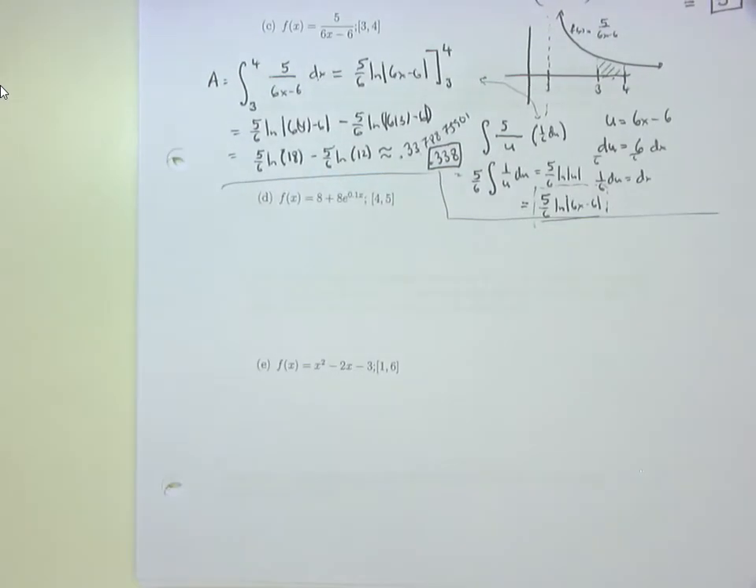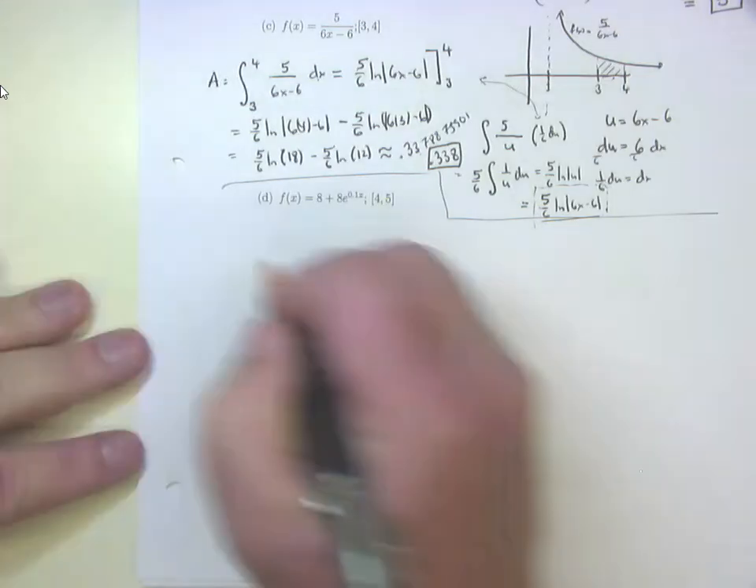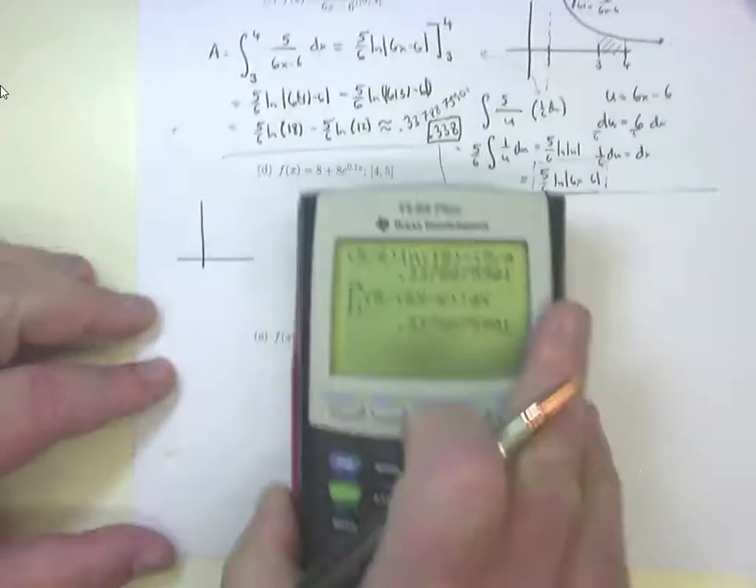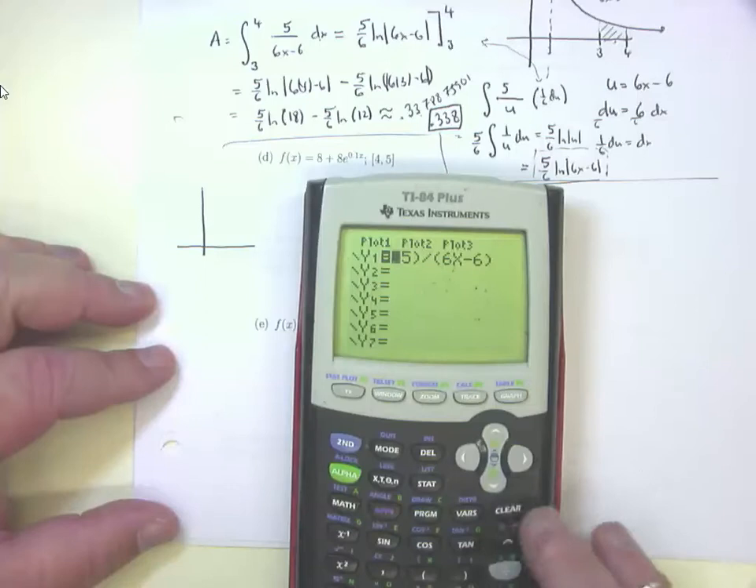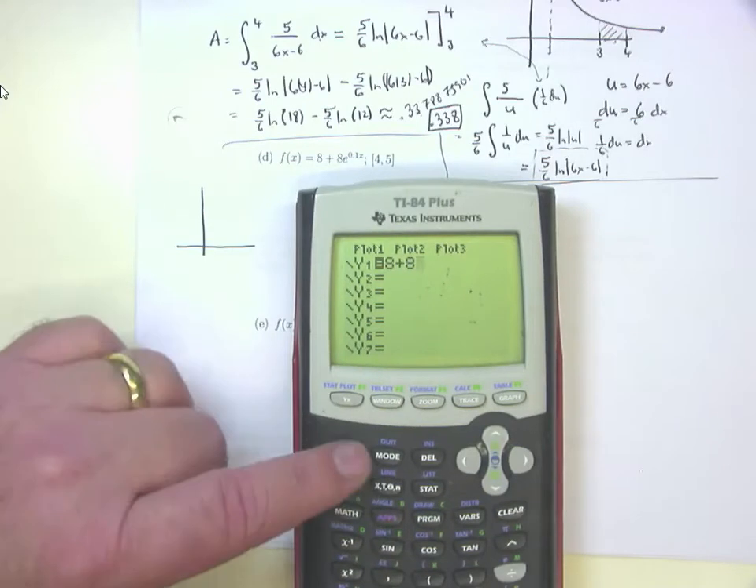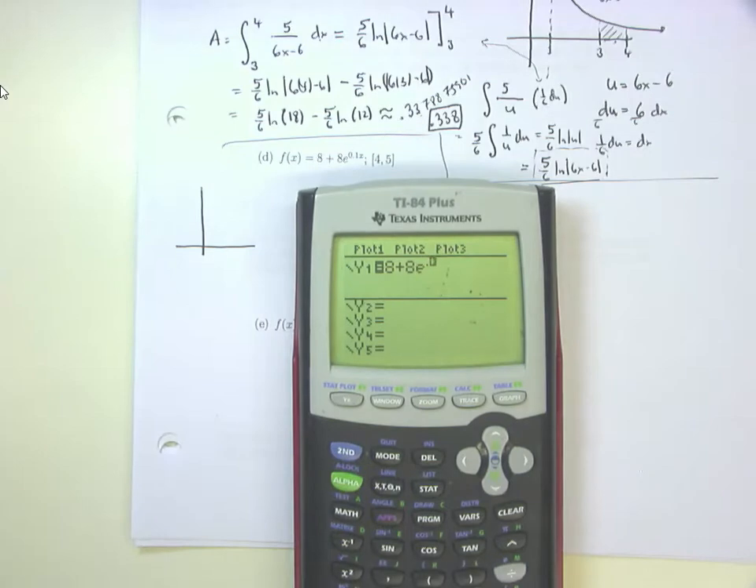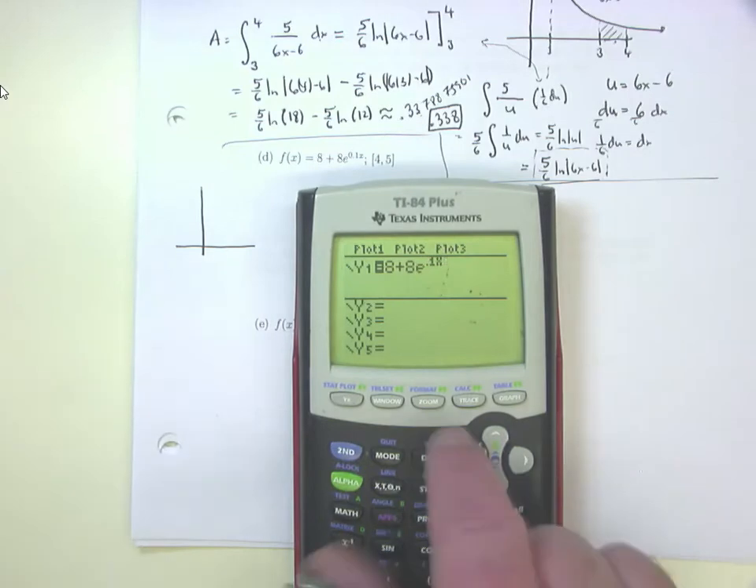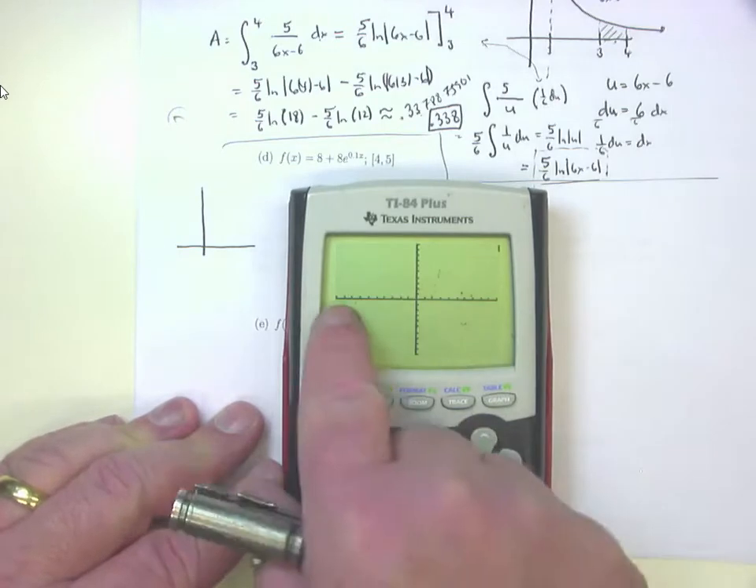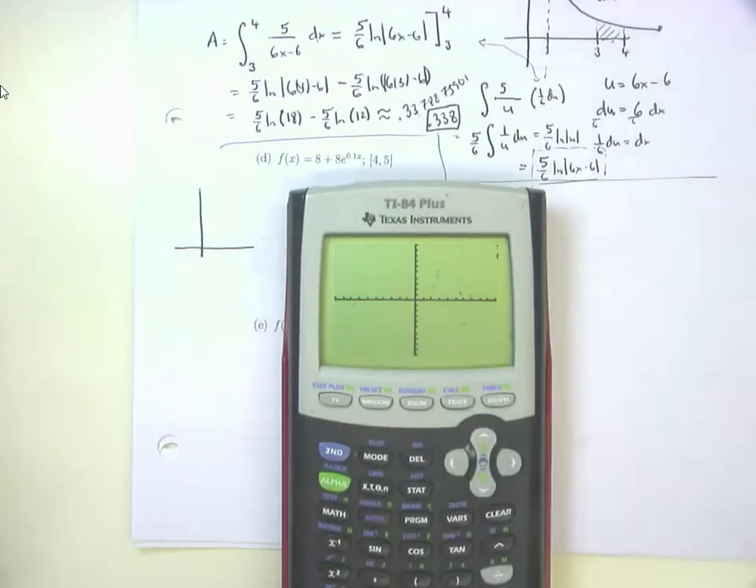F of x is equal to 8 plus 8e to the 0.1x between 4 and 5. Well, the first thing I'm going to do is I'm going to graph it. So go over y equals, clear out the old one, try the new one. 8 plus 8e to the 0.1x. Okay? Again, I'm going to do a zoom 6. I always start there, negative 10 to 10, negative 10 to 10 screen.